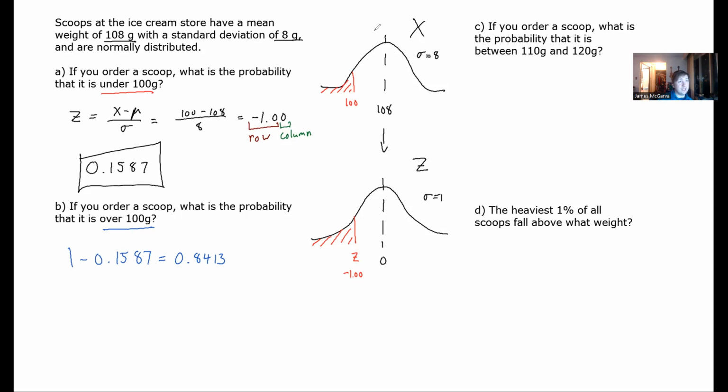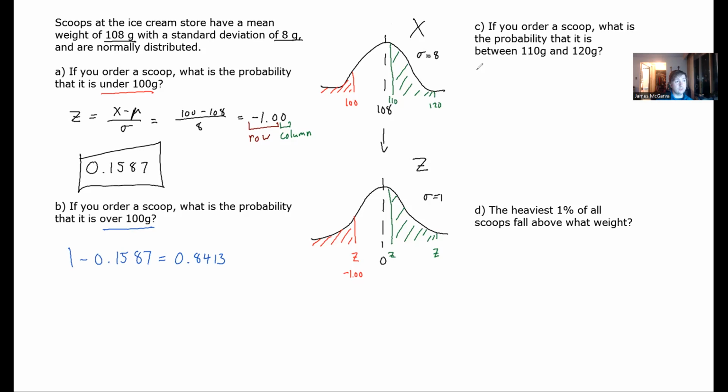Next up, we need to do in-betweens. So between 110, which is going to be around here, and 120, which is going to be somewhere over here, we're looking for this green area. And how are we going to do it? We're going to do the same thing. We're going to get Z-scores, and then we're going to convert and look them up on the table. So the 110 is going to go to something, and the 120 is going to go to a different thing. We use the same Z-score formula to convert them.